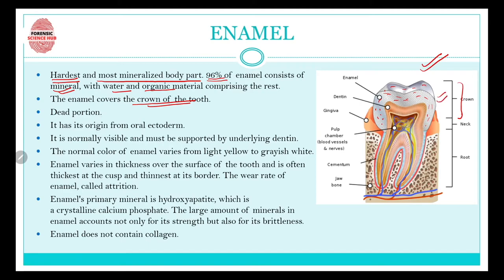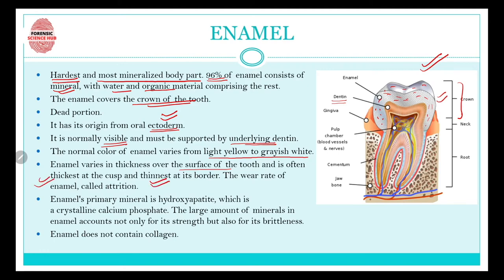It has its origin from ectoderm. We know that there are different germ layers like ectoderm, endoderm, mesoderm. So enamel comes from the ectoderm germ layer. It is the visible part and it is supported by the underlying dentine, which is the next part that I'll be discussing. The normal color of enamel varies from light yellow to grayish white. The thickness of enamel varies over the surface of the tooth and it is often thickest at the cusp area and thinnest at the border.